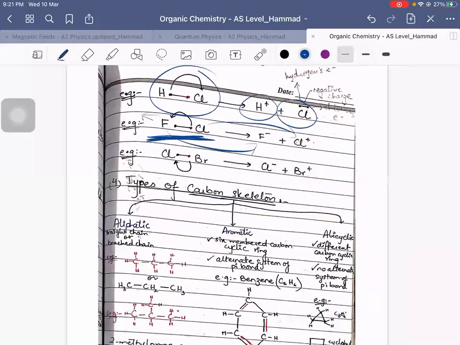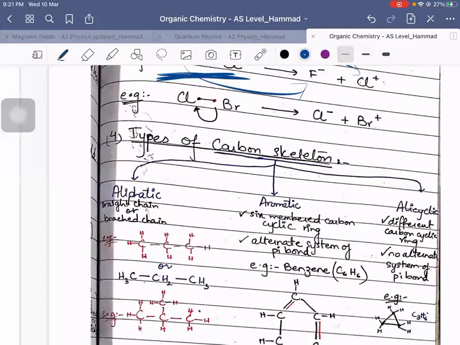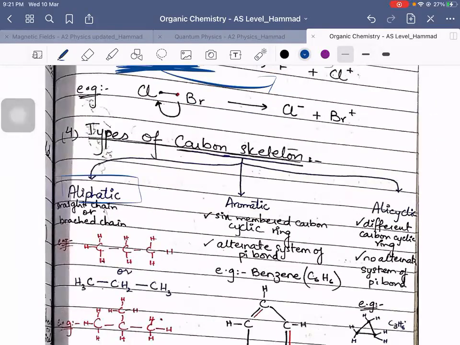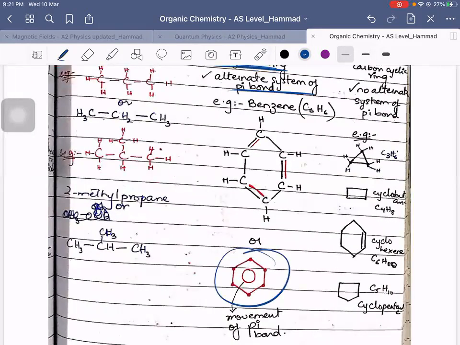Moving forward, there are three types of carbon skeleton. One is called the aliphatic chain. Aliphatic chain is basically a straight chain or a branched chain. You used to do these in O levels. Aromatic chain is the one where there is a symmetric ring and there is an alternate system of pi bonds, meaning to say there is a ringed structure.